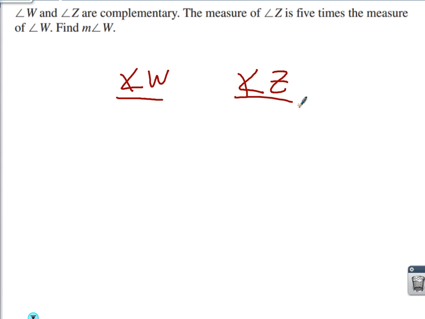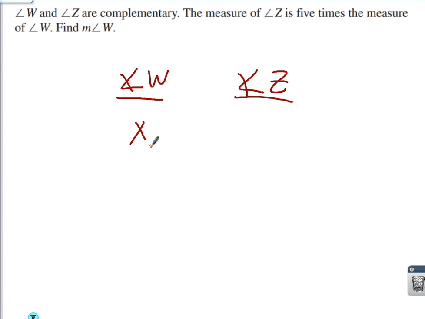So do this. This is what I always do. I usually let my smaller angle be my X, be my unknown. Okay, I don't know what either one of them is. I'm going to let angle W, which is the smaller one, be X. Well, it says that angle Z is 5 times bigger. You can use a different letter. You can use X's, Y's, Z's. But let's try to keep this as simple as possible. Let's try to just stick with X here.